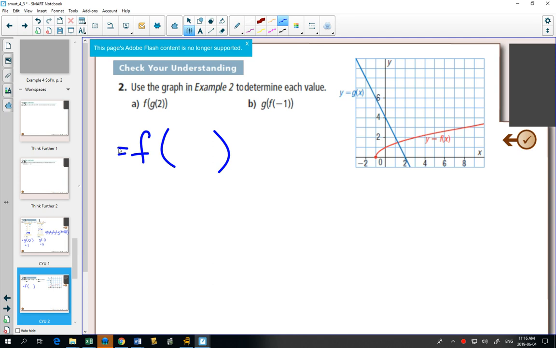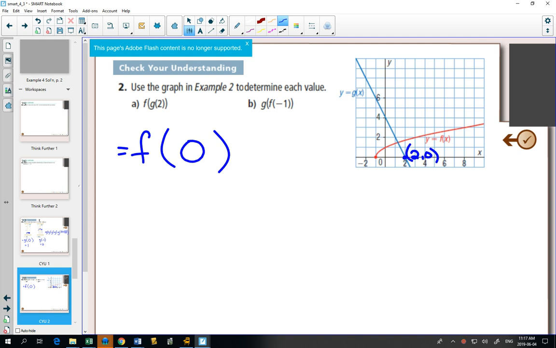Okay, that's on my blue graph. Can you see that right here? I have the point (2, 0). When x is 2 on g of x, y is 0. So I can replace g of 2, because that's asking for the y value when x is 2, with 0. And then I get f of 0.